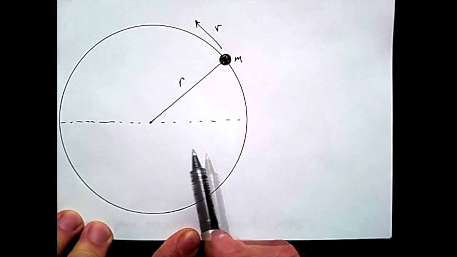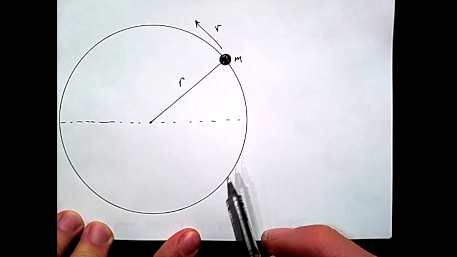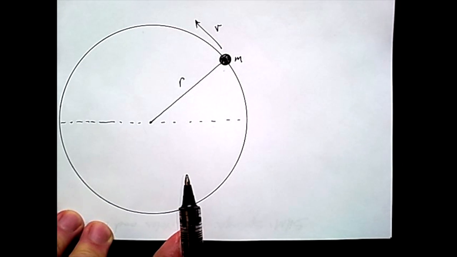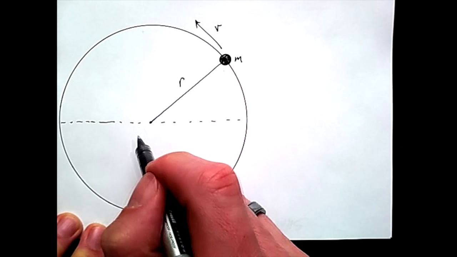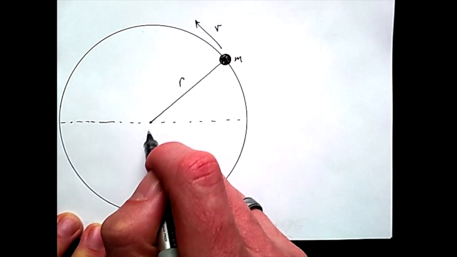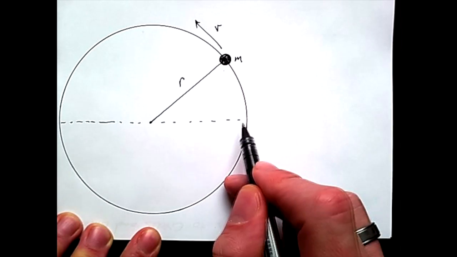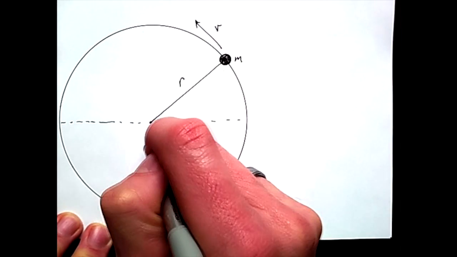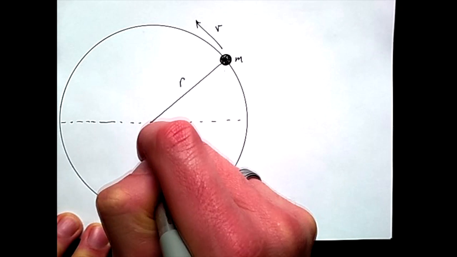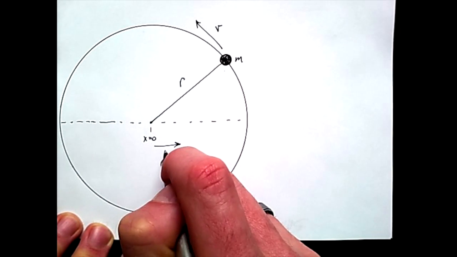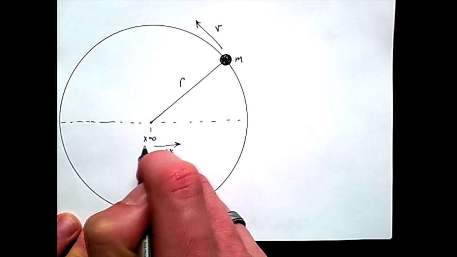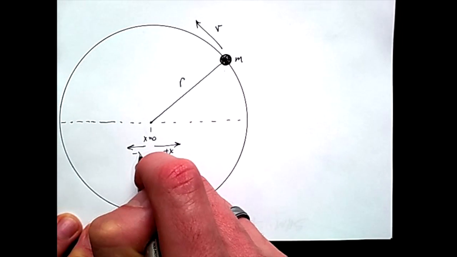In order to analyze the circular motion as a simple harmonic oscillator, we first must isolate one direction. The direction in question for this demonstration will be the x direction. So I've indicated the x-axis here using the dotted line, and we're going to define the center of the circle as x equals 0. And we'll say going this way from the center is positive x, and of course going this way is negative x.